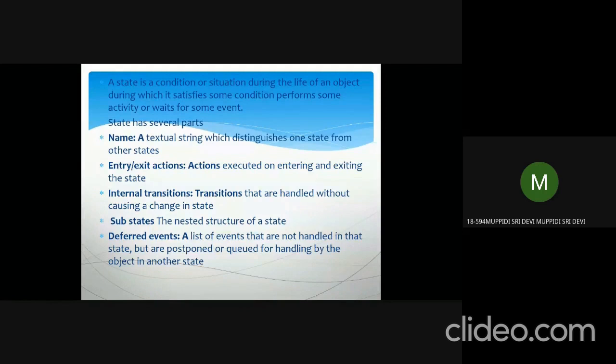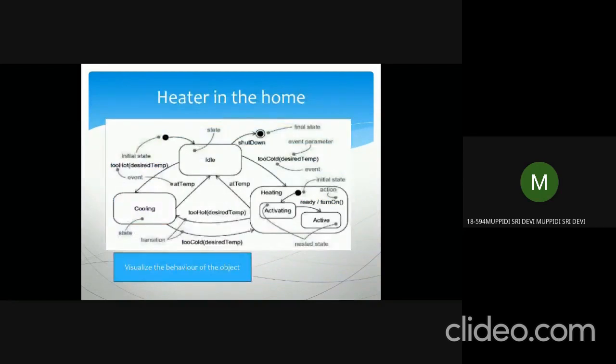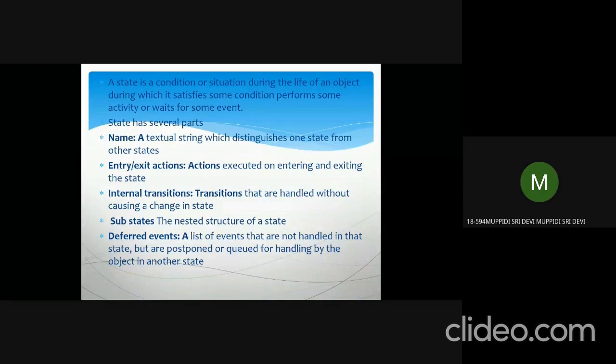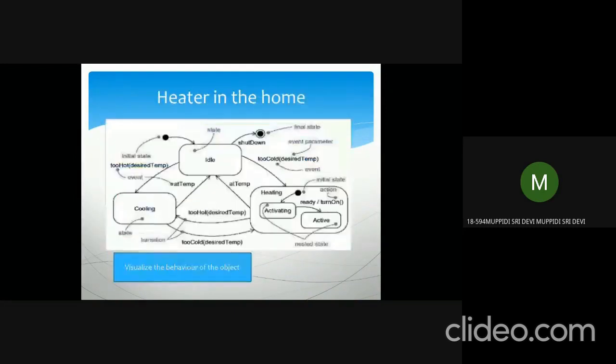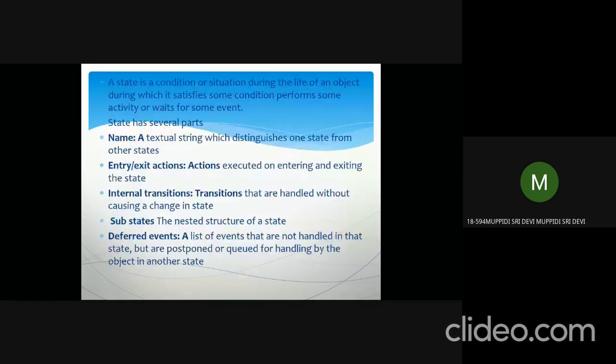State is one of the parts of a state machine. Each state is divided into several parts. Every state has a name. If you see this example, all the states have some name. Next, there are entry and exit actions for every state, like idle, cooling, and heating. Every state has some entry action and exit action, and also internal transitions.